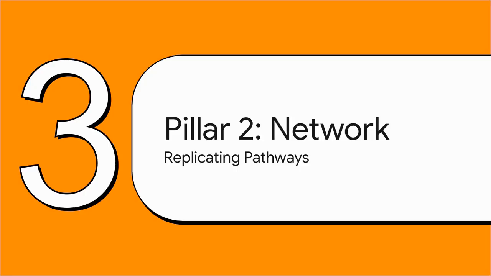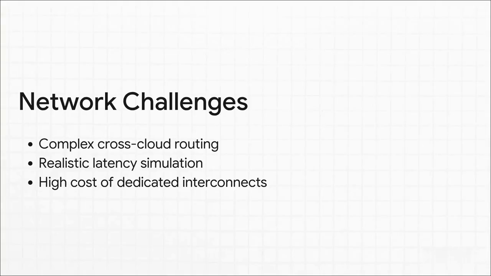All right, on to our second pillar, the network. In any multi-cloud setup, network connectivity is just this tangled web of complexity and cost. Our goal here is exactly the same as with data. We want to replicate the essential pathways, not the entire expensive infrastructure. You know, just trying to copy the production network is often impossible. You have all this complex routing going on between different cloud providers, you need to simulate latency realistically, and then you have the incredibly high cost of things like dedicated interconnects or VPN tunnels that you'd have to duplicate just for testing. It is another massive budget killer.